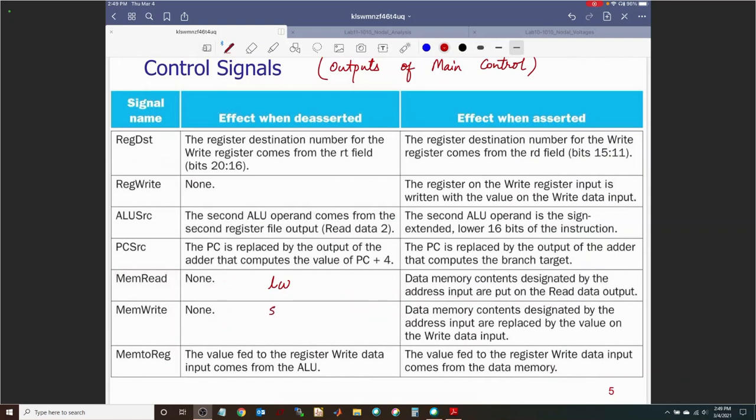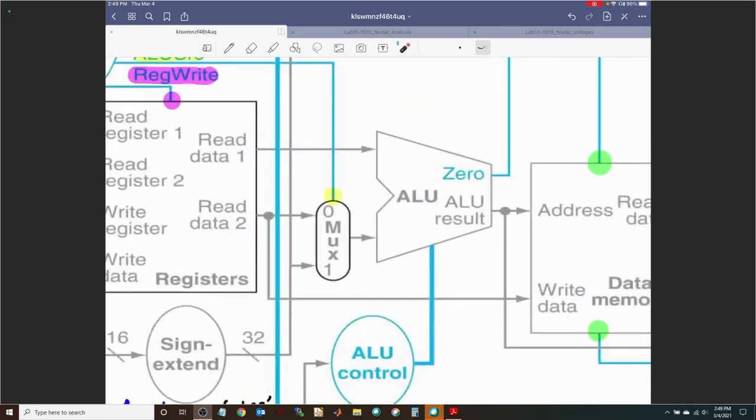And when you do a store word instruction, then you are writing to memory. In load word, you are moving data from memory to the register, and you would need to assert memory read. But if it is not asserted, then the effect is none. And similarly for memory write, that is used to write data into the memory. For example, while the store word instruction is being executed: not asserted, effect none. When it is asserted, you will be able to write to the memory. Depending on what you provide, what will be written? Well, it will be whatever you have on this line over here, write data.